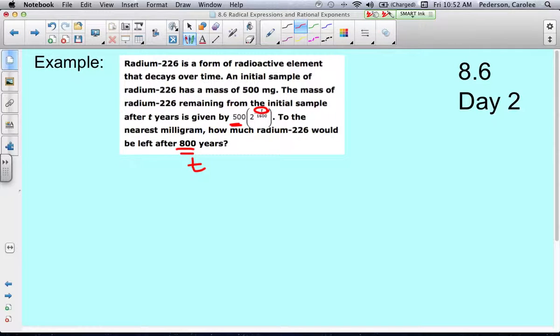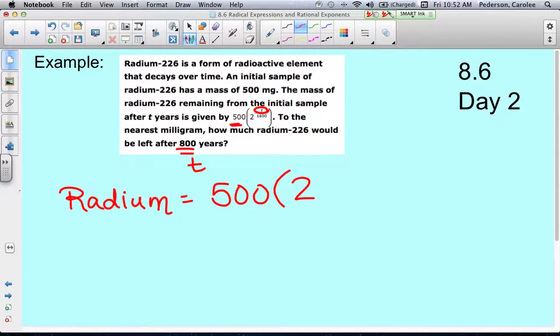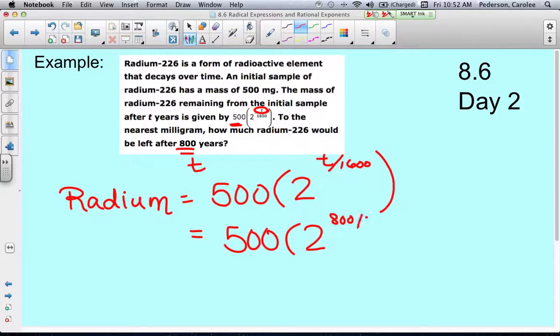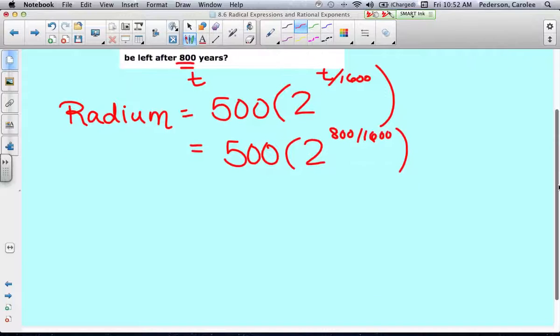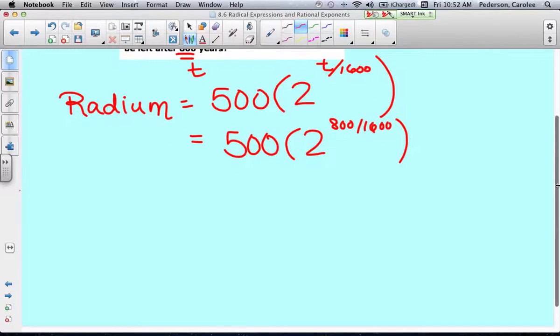So this is your time. So you use this formula, radium equals 500 times 2 raised to the t over 1600. And then what you do is you just put the 800 in for t. So 500 times 2 raised to the 800 over 1600. And then we use what we've learned earlier this lesson to simplify it. So 800 divided by 1600 is 1/2.